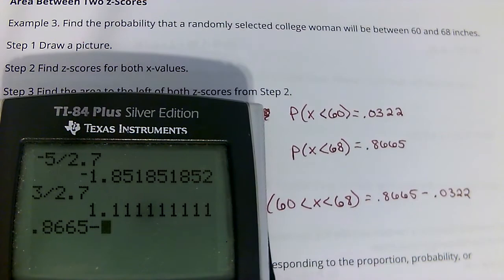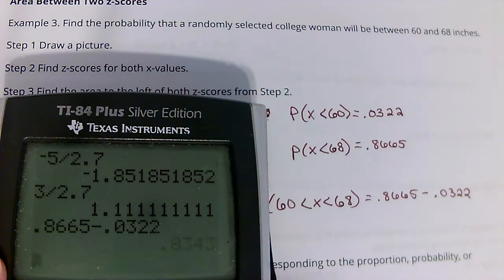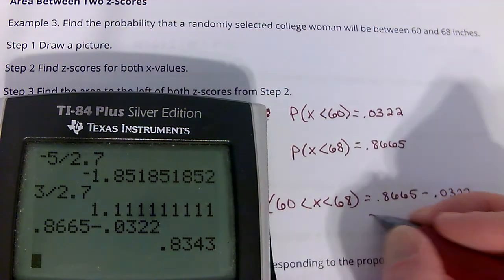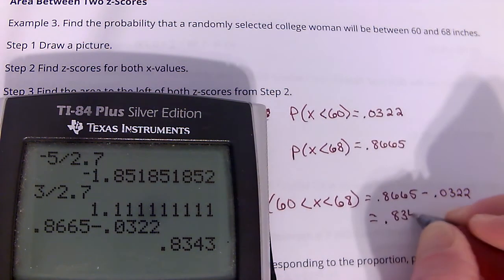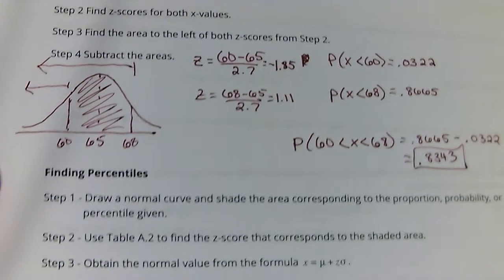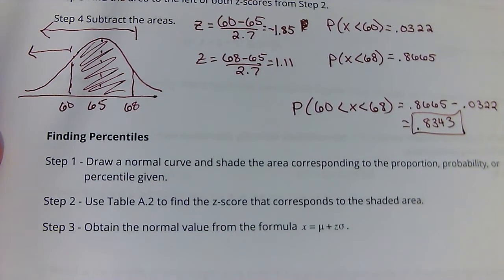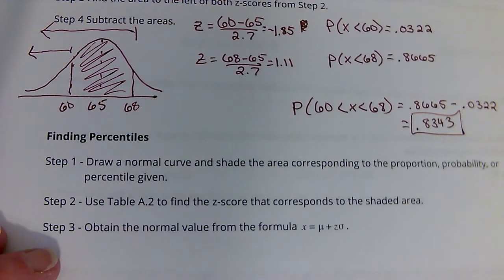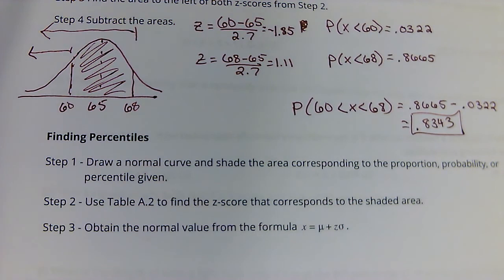0.8665 minus 0.0322, and we get 0.8343. Now, what if we wanted to find a percentile?